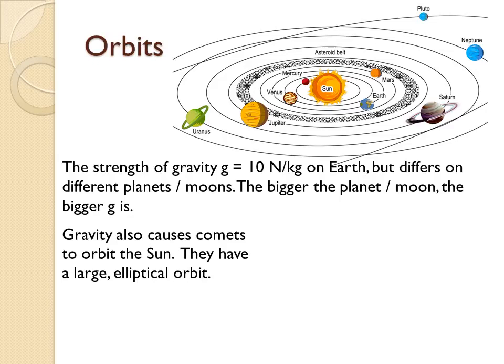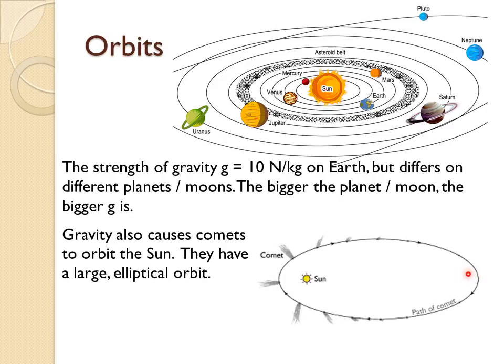Gravity also causes comets to orbit the Sun, and they have a very large elliptical orbit. As the comet is further away from the Sun, the force of gravity is very small, and it travels and accelerates slowly. The force of gravity accelerates it towards the Sun, so it will be travelling at its fastest point here. That's also the point at which it's accelerating the most.